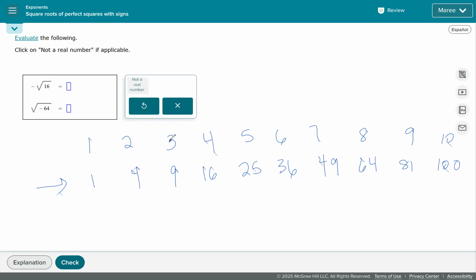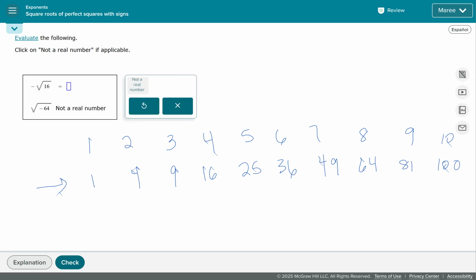Now it says with signs because you might have a negative number in there. Now, if you have the square root of a negative number, so the second problem here, the square root of negative 64, that's not going to be a real number. It will be imaginary. So we're going to put in here, it's not a real number.